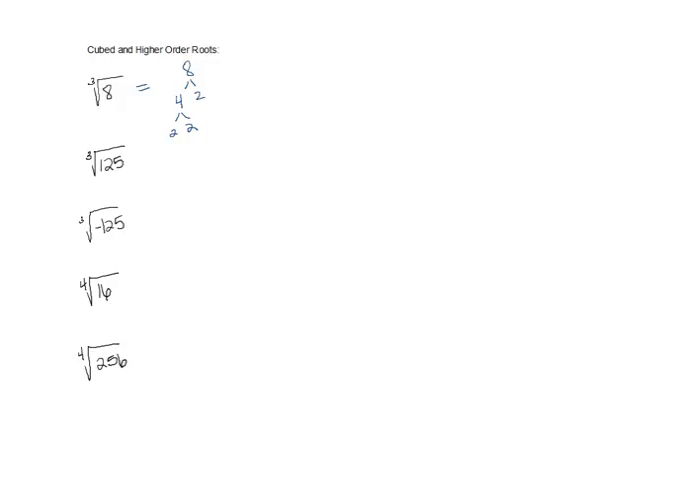Same here with the 125. We know that 125 is 5 times 25, and 25 is 5 times 5. So 125 is going to equal 5 cubed. So if we're going to take the cube root of 125, we know that that is 5.